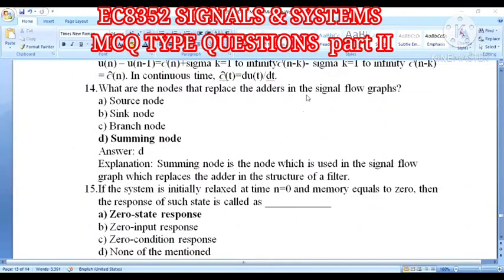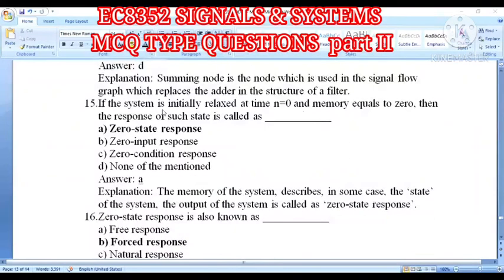So what are the nodes that are replaced at the adders in the signal flow graph? Okay, what are the nodes? Source nodes, sink nodes, branch nodes, or summing node. So the answer is the summing node. You know that the summing node is the node used in the signal flow graph which replaces the adder in the structure of the filter. Okay, summing node is the answer.